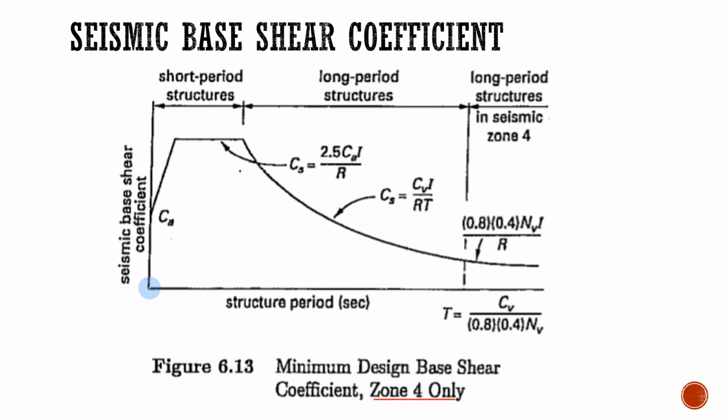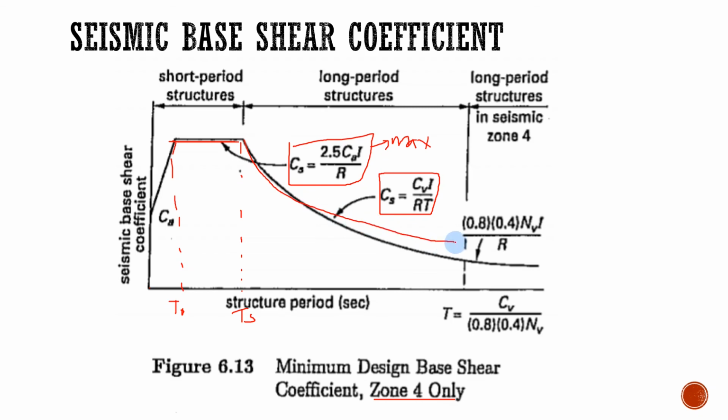Looking at the structure period, that is T0, 20% of TS, and then TS. This is the maximum CS, the max. Next is the second formula, the basic formula for CS, within this range for the long period structures. This CS is for the minimum in seismic zone 4, so this will be our third formula.